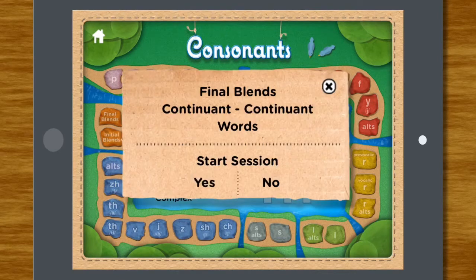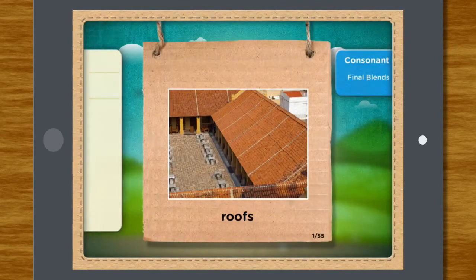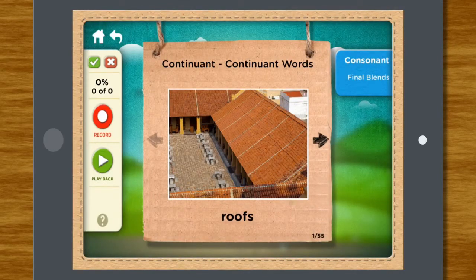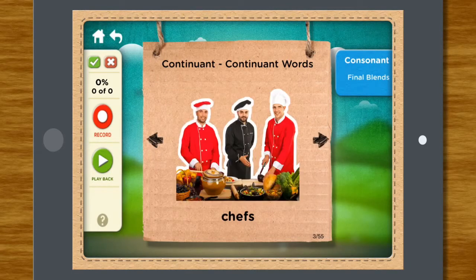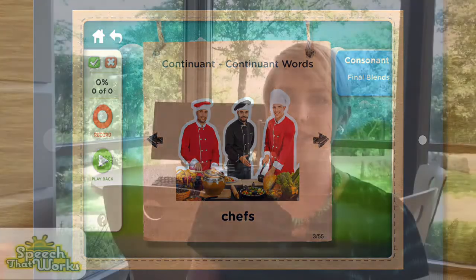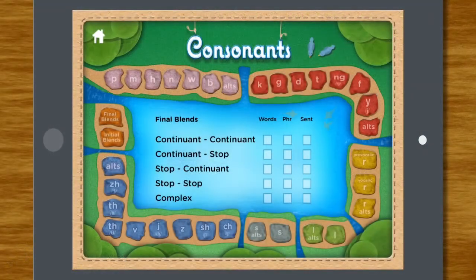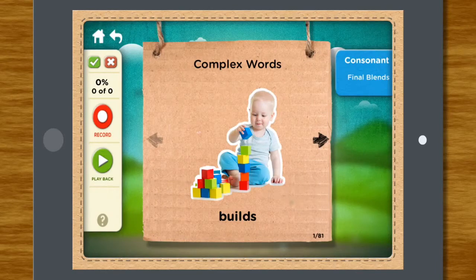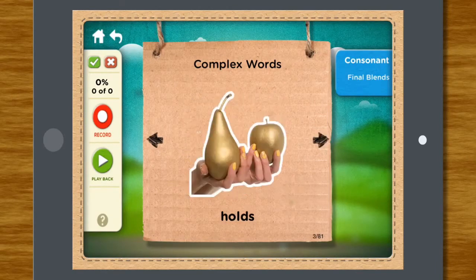Let's look at continuant, continuant final blends. Here you'll notice 2 continuant sounds at the end of each word, such as roofs, reefs, and chefs. You'll notice how that plural S is important for language purposes, and it's important to target being able to produce those complex blends at the end of words. The complex final blends will have 3 consonant sounds at the ends of the words, such as builds, folds, and holds. Again, we all know how important that final Z sound is for language purposes for third-person singular verbs.